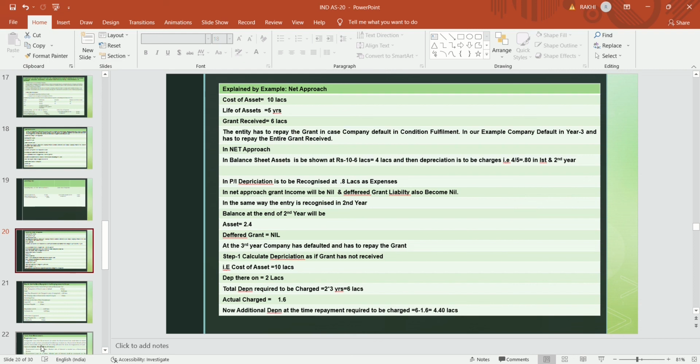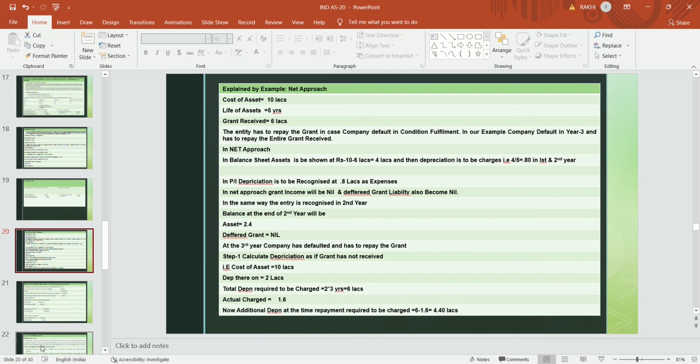that is 80,000. The first year is okay, and in the second year the same entry is to be passed. The 80,000 is to be treated as depreciation and charged to P&L as an expense in the net approach, and in the balance sheet the asset is to be shown. No deferred liability is to be shown, because in the net approach the grant is reduced from the carrying value, and depreciation is to be charged. So there is no deferred liability in the net approach. In the net approach, the grant will be nil and the deferred grant liability will also be nil.